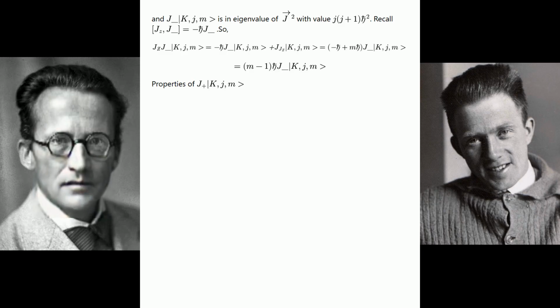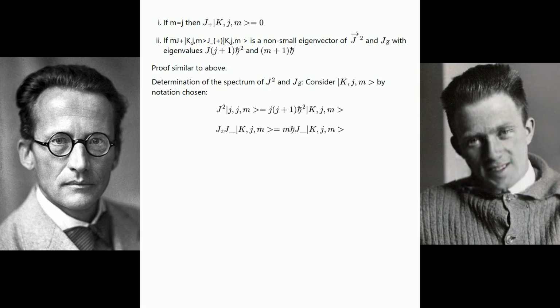Properties of J_+ |k,j,m>. If m equals j, then J_+ |k,j,m> equals 0. If m is less than j, then J_+ |k,j,m> is a non-null eigenvector of J² and J_z with eigenvalues j(j+1)ħ² and (m+1)ħ. Proof similar to above.